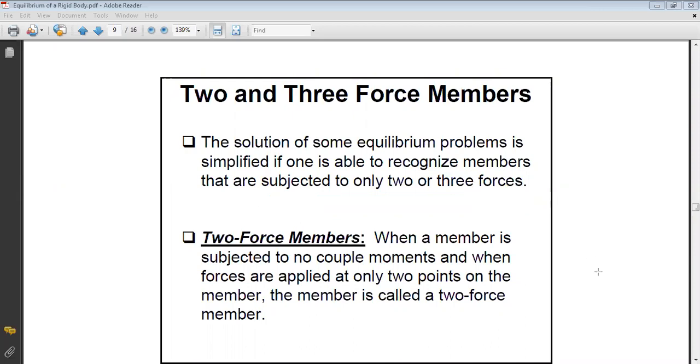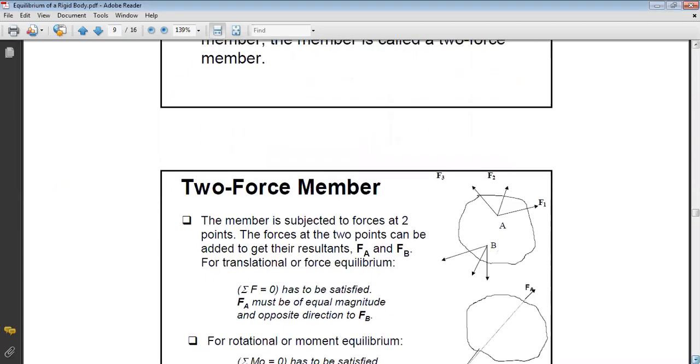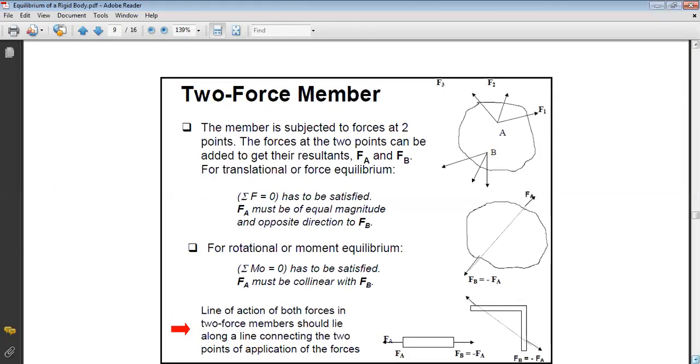So now, here you can see some figures, okay? For example, I have whatever is the geometry of the body. If I have no couple acting on it, and I have only two forces applied at only two points, then I can say the condition is that when I find the resultant force at A and the resultant force at B, they should be collinear and equal and opposite. Okay, so FA should be equal to minus FB, and they should act along the same line.